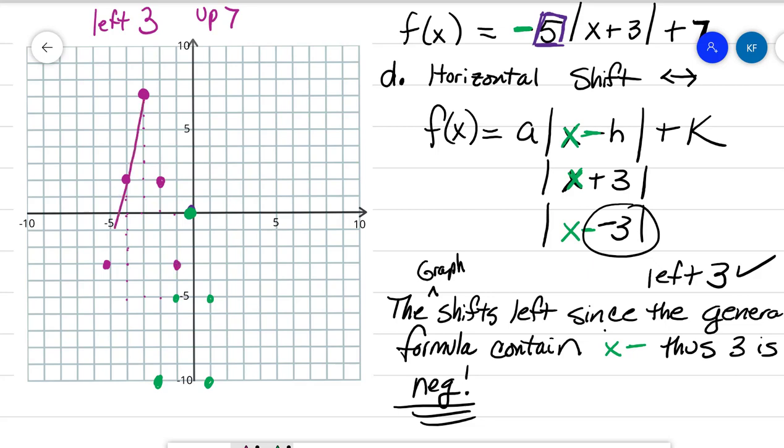And that's my final graph. Hooray! And then there you go. You have your final graph, which is f of x equals -5, absolute value of x plus 3, plus 7.